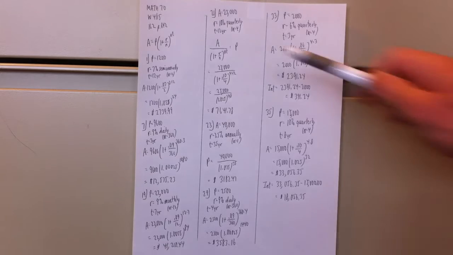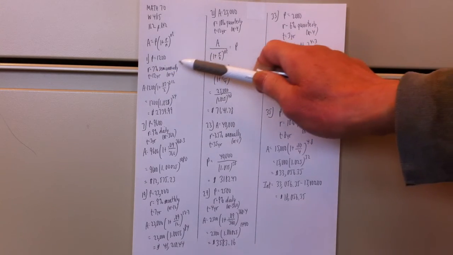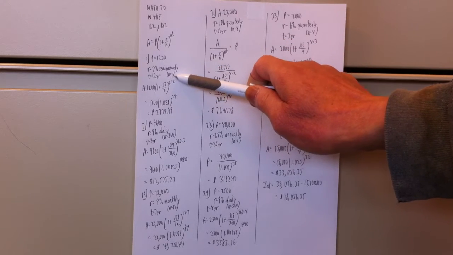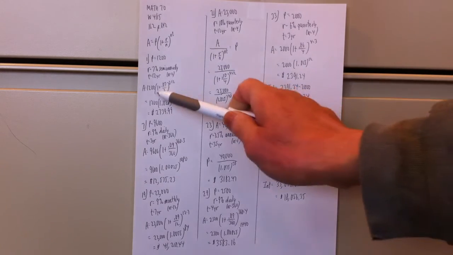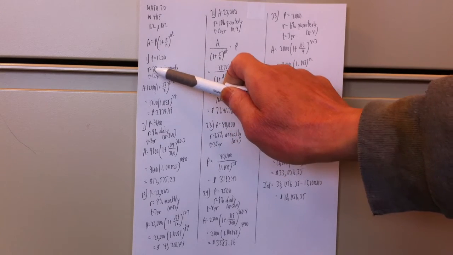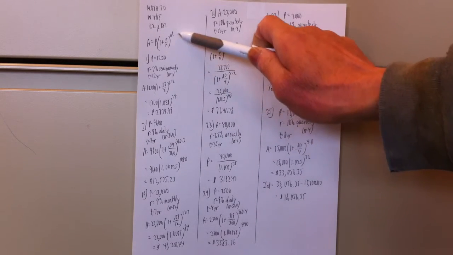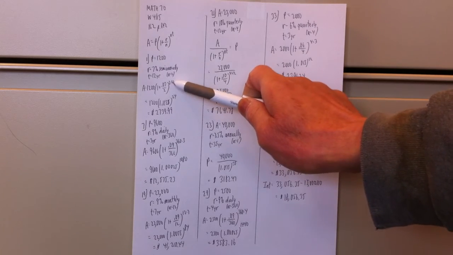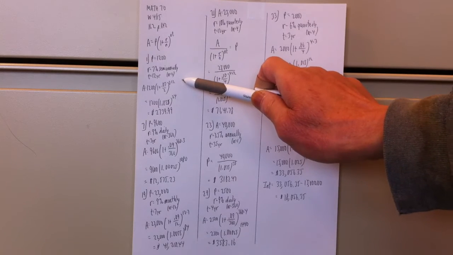So for problem number 1, the principal is $1,200. The rate is 7% compounded semi-annually. Semi-annually means twice a year, so N is equal to 2 in this particular case, and T is given to be 12 years. So plug everything in: 1,200 times 1 plus the interest rate of 0.07, 7% as a decimal, divided by 2 because it says semi-annual, raised to the 2 times 12 exponent. Notice in the formula this n and this n match, and times 12 years.